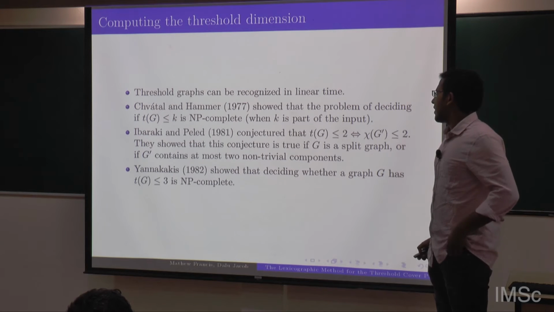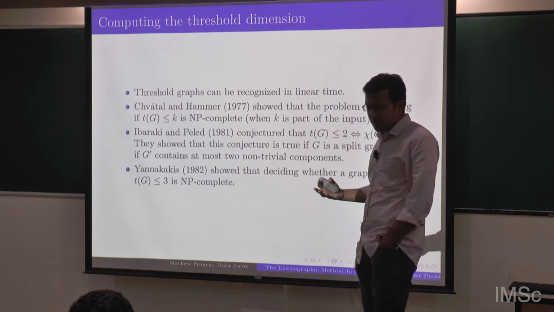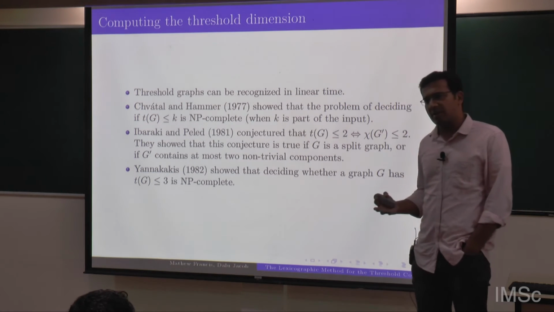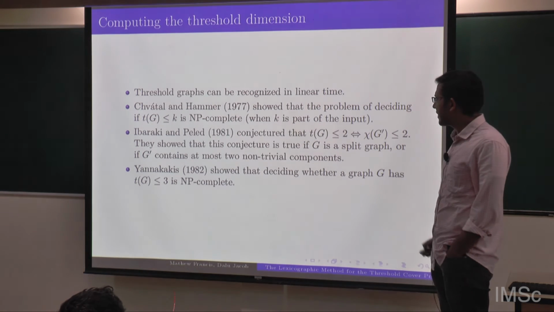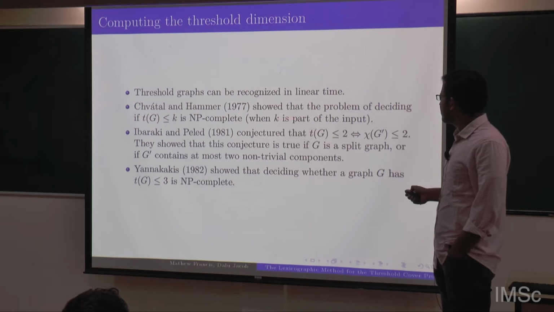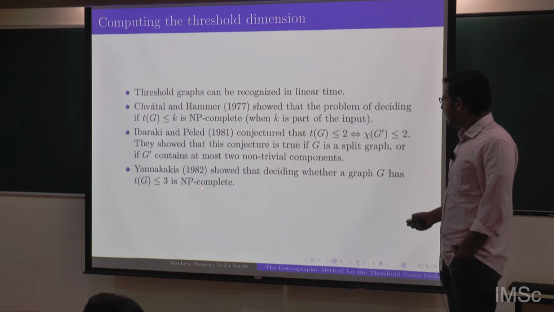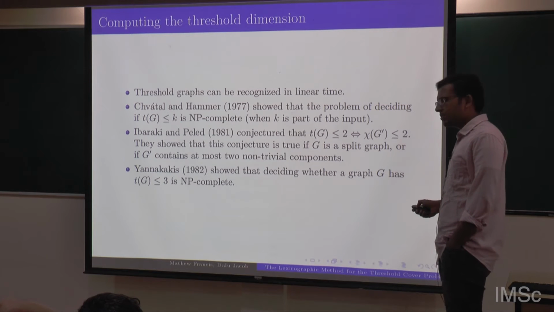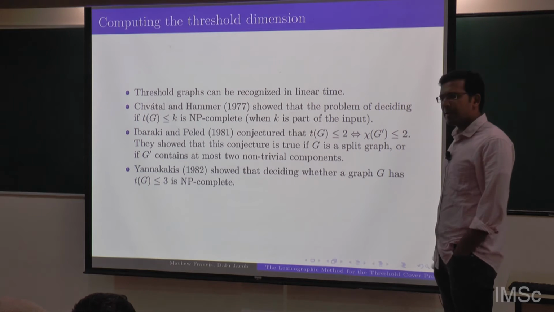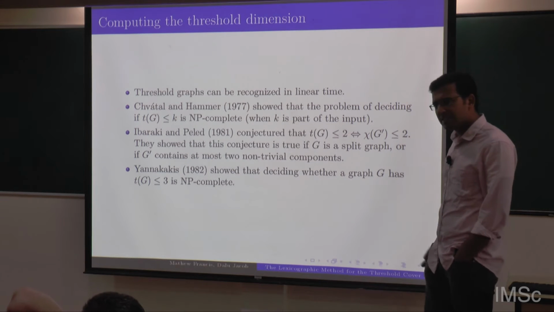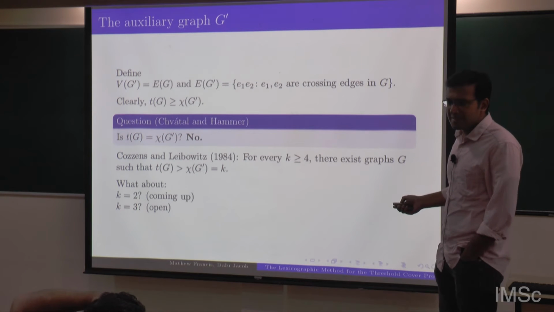Just a bit of history. Threshold graphs can be recognized in linear time. This seems to have been an intensely studied topic at one point. There is even a book written by Mahadev and Peled on threshold graphs, in which they compile all the known results about them. They can be recognized in linear time, and then Chvátal and Hammer in their original work showed that computing the threshold dimension is NP-complete. Then in 1981, Ibaraki and Peled conjectured that the conjecture of Chvátal and Hammer is actually true if G prime is bipartite. So for the k equal to 2 case, Ibaraki and Peled conjectured that it is true. Cousins and Leibowitz came later and said that they don't believe this conjecture, but it turned out to be true.